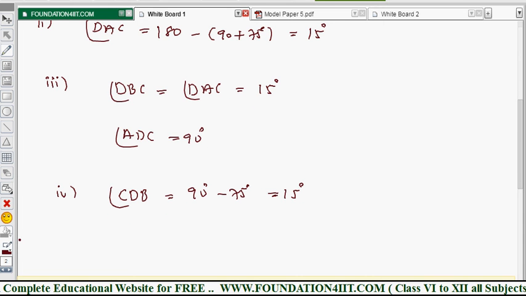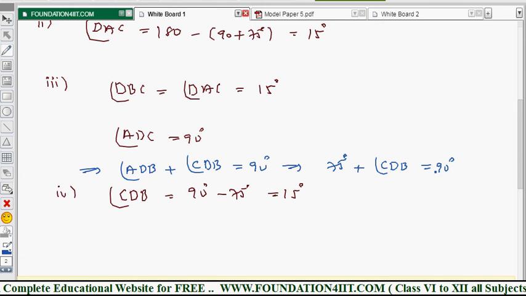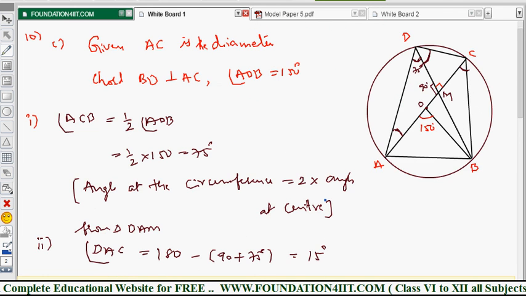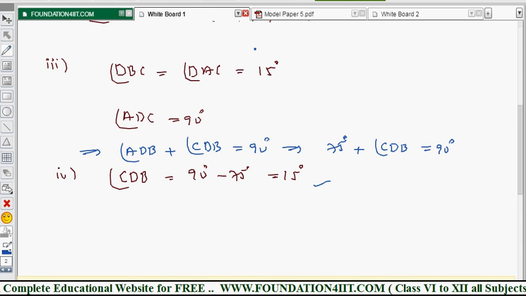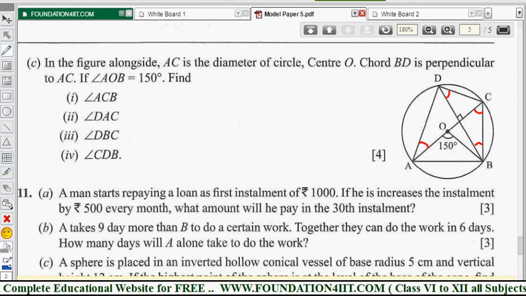You can write one more step for more clarity. Because ADC is already 90, angle ADB plus angle CDB is equal to 90 degrees. Right? From this, 75 degrees plus CDB is equal to 90. Then CDB is equal to 90 minus 75, that is 15 degrees, because the angle in a semicircle is 90 degrees. That is what applies here. These are the angles. Now let us see the next question and solve those problems.